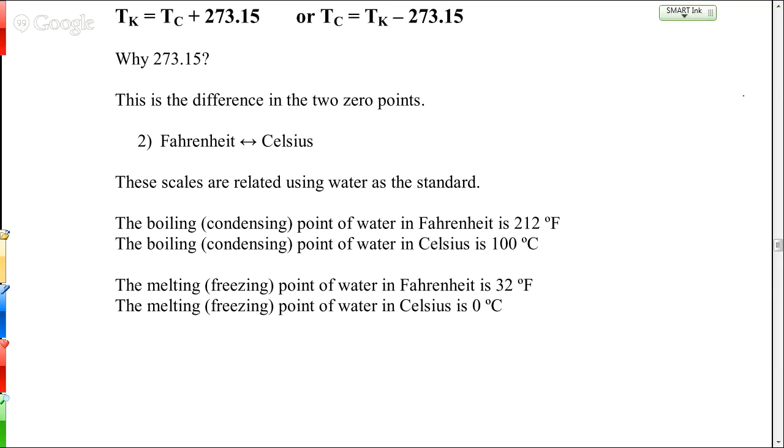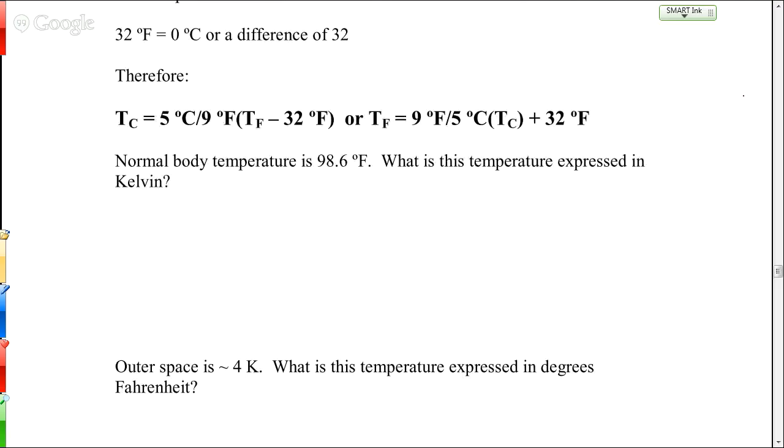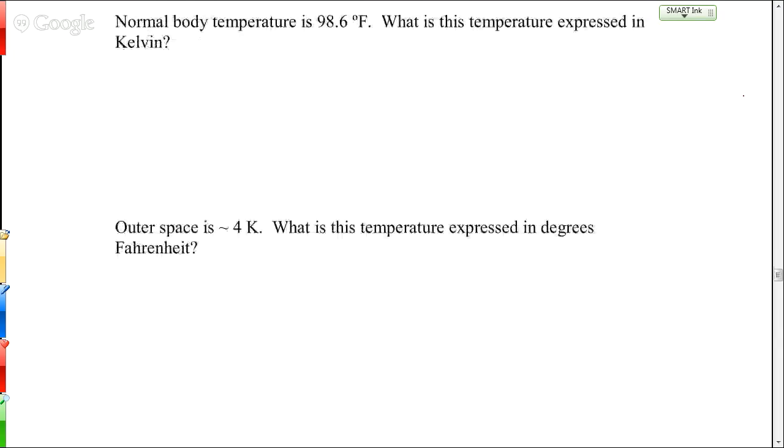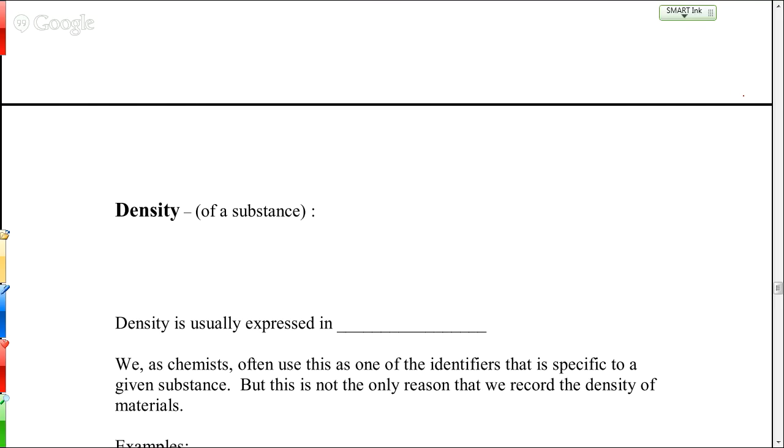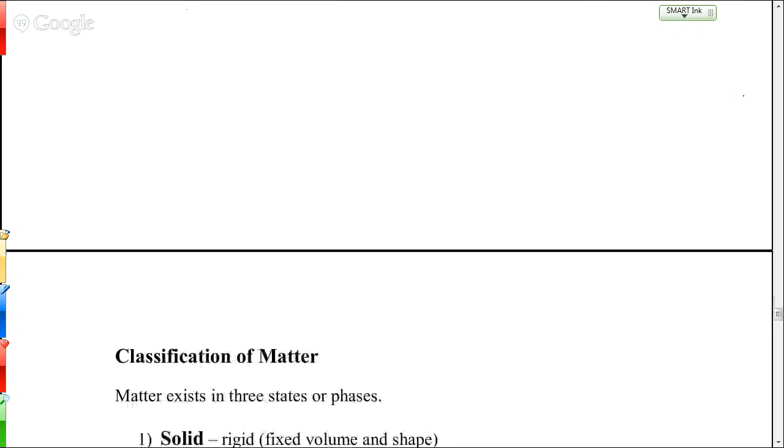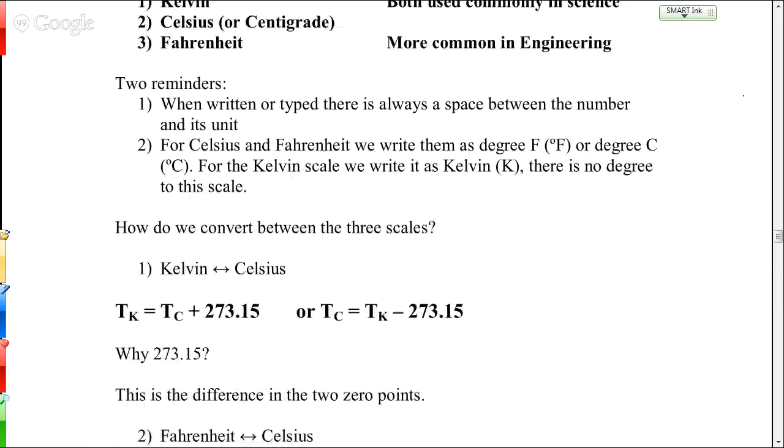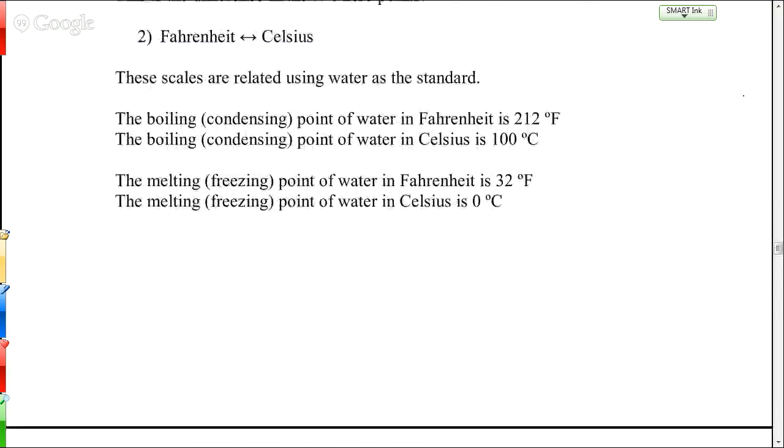So if it says, we'll jump down for a second. Okay. If we say normal body temperature is 98.6, what is this temperature expressed in Kelvin? Actually, that's not a great example. All right, I don't have a good example here.